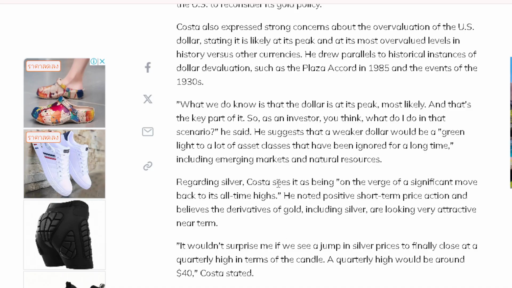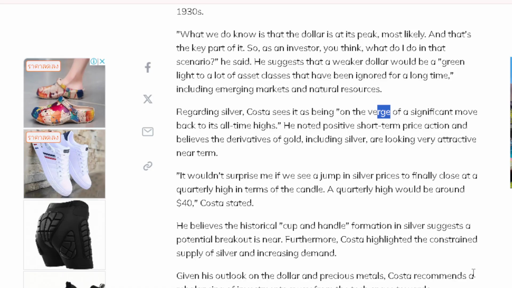Regarding silver, Costa sees it as being on the verge of a significant move back to its all-time highs. He noted positive short-term price action and believes the derivatives of gold, including silver, are looking very attractive near term. It wouldn't surprise me if we see a jump in silver prices to finally close at a quarterly high in terms of the candle. A quarterly high would be around 40 US dollars, Costa stated.